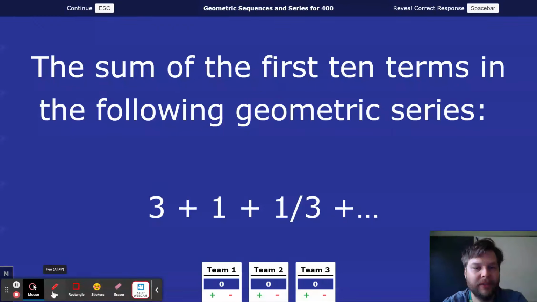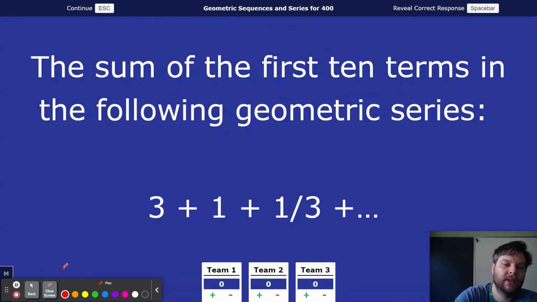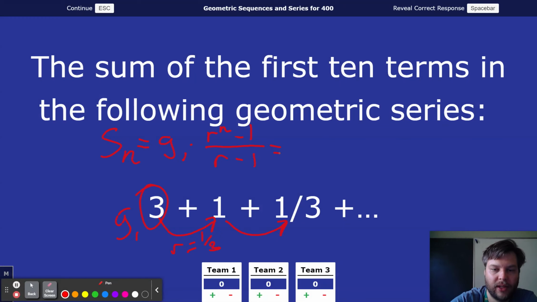All right, the sum of the first 10 terms in a geometric series here. So when you have a geometric series, you do the first term, and then you have r to the n minus 1 over r minus 1. When I look at these numbers here, I can see that each successive number is multiplied by 1/3, and the first term is 3. So my sum of the first 10 terms is 3 times (1/3 to the 10th minus 1) over (1/3 minus 1). Just type all that in.